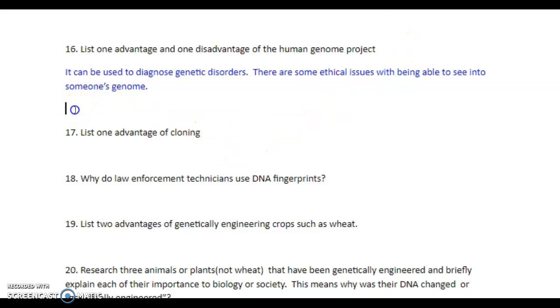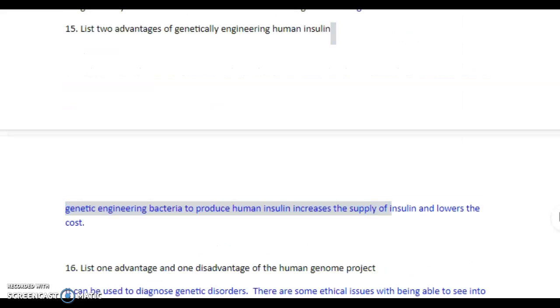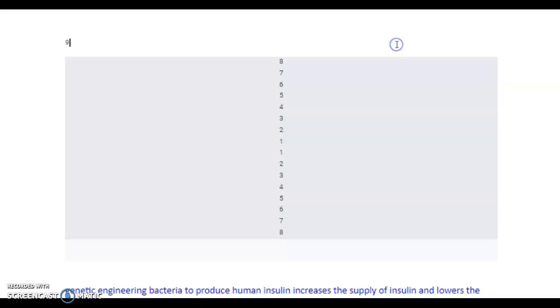This one, advantage of cloning. Well, one useful thing about cloning is that it can increase the number of endangered species. It can increase the populations of endangered species.